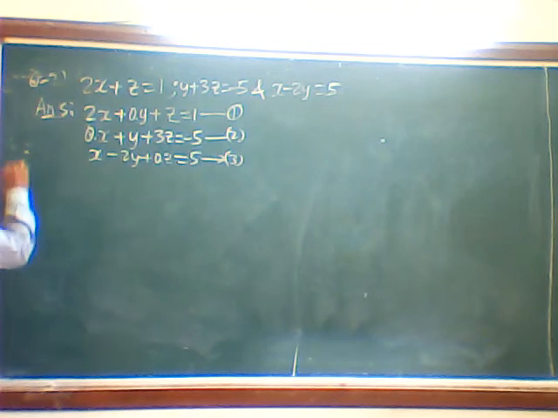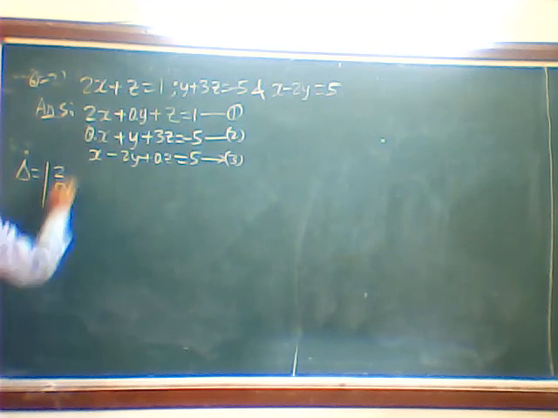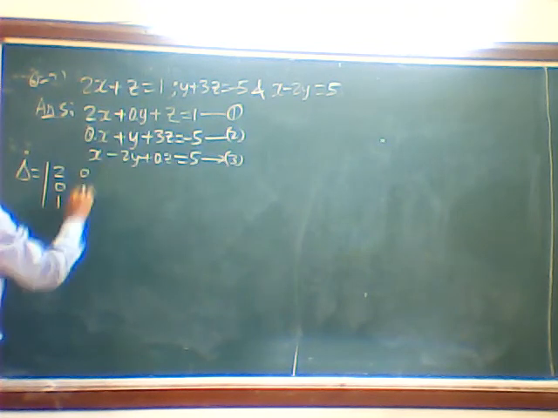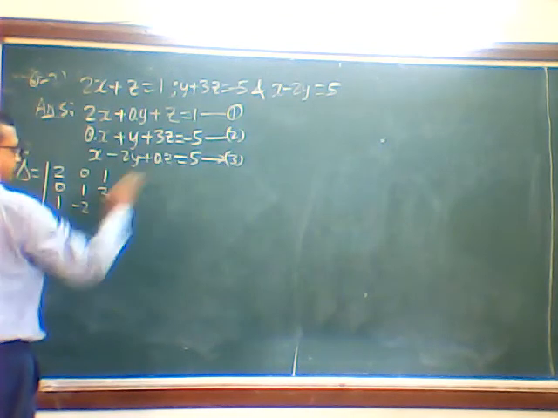Okay. Now therefore I get delta. What is delta now? Coefficient of x is what? 2. X is here 0. Here x is what? 1. Here y is 0, 1, minus 2. Here z is 1, 3, 0.